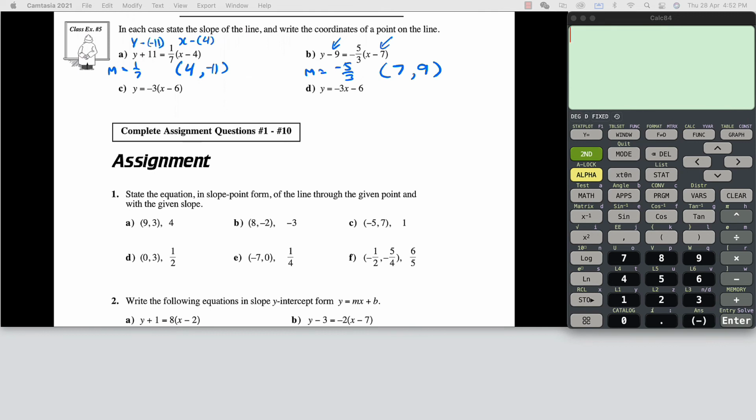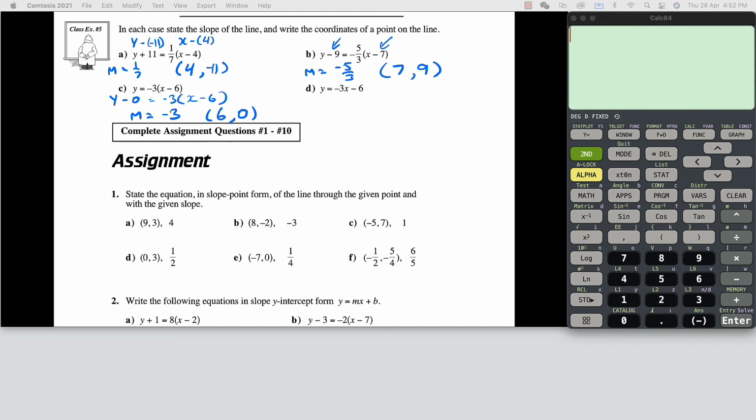Okay, moving on to part C. It's the same equation, just looks a little bit different, because really what we have is y minus 0 equals negative 3 times x minus 6. So again, the slope, m, is going to be negative 3, and the point that we have there, the x value, it says x minus 6, so it's going to be a positive 6, and the 0, it just stays as a 0. Okay, and here we go, moving on to part D, or example D right here.